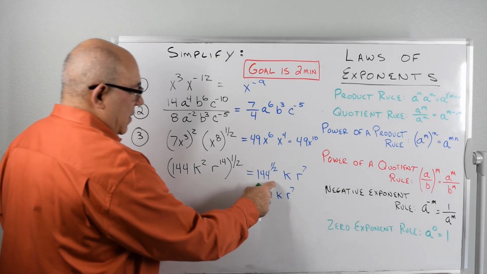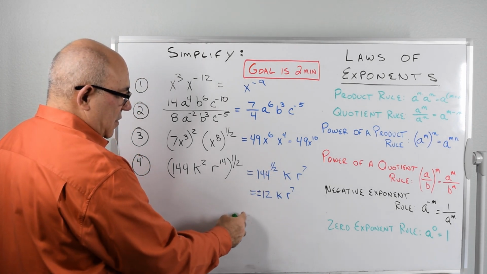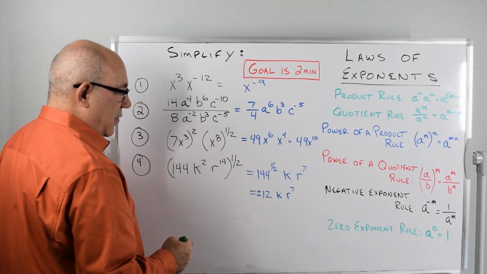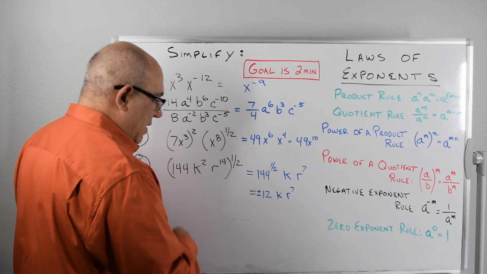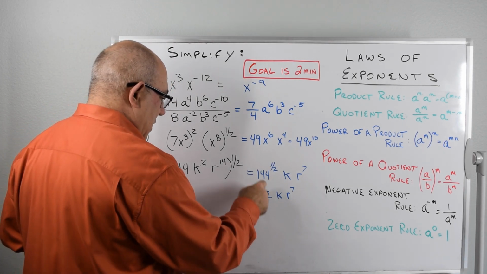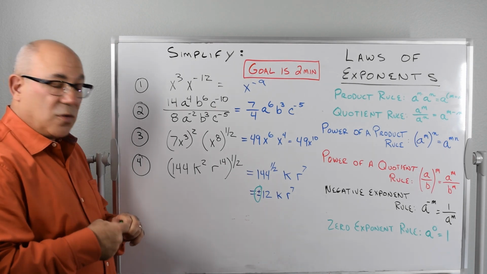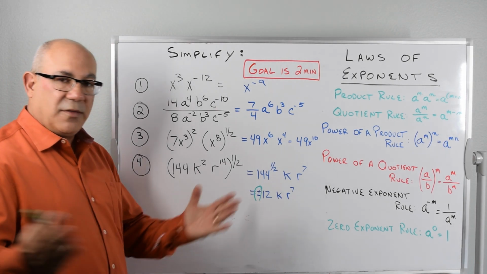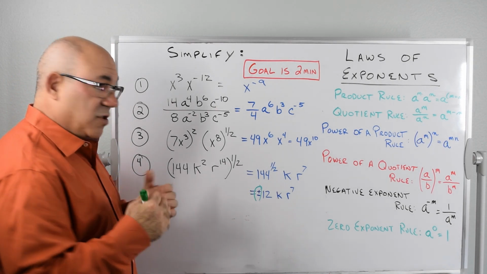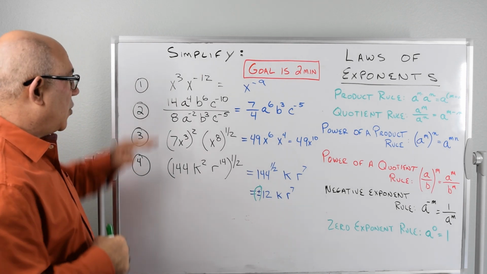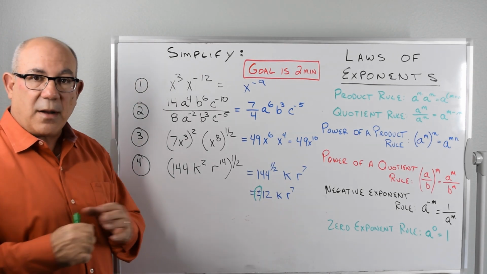And then really this 1/2 is the square root of 144. And technically, it should be plus or minus 12. But if you just saw plus 12, that would be correct too. But it just wouldn't be complete. So those are the 4. Hope you did well. Hope you got them all right.